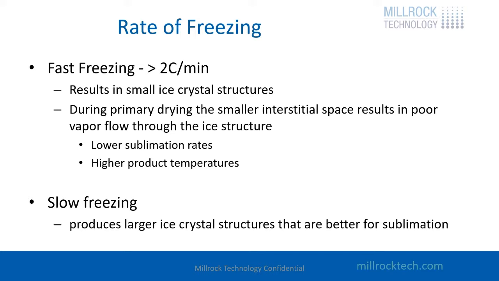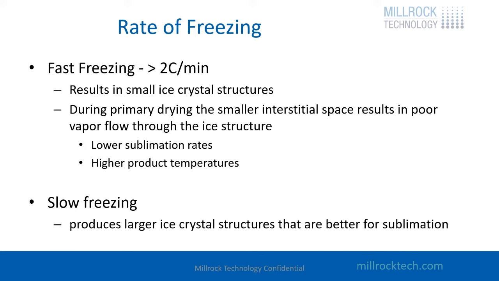Fast freezing results in small ice crystal structures. What does that mean? Well, it means that during the primary drying cycle, when sublimation is going to occur, there's a smaller interstitial space between the ice crystals, and that results in poor vapor flow through the ice structure. So it actually inhibits or hampers the sublimation process. So it's going to lead to lower sublimation rates and ultimately higher product temperatures, because the vapor can't escape as you're adding heat. Then the sublimation rate is lower, and it leads to an increased product temperature.